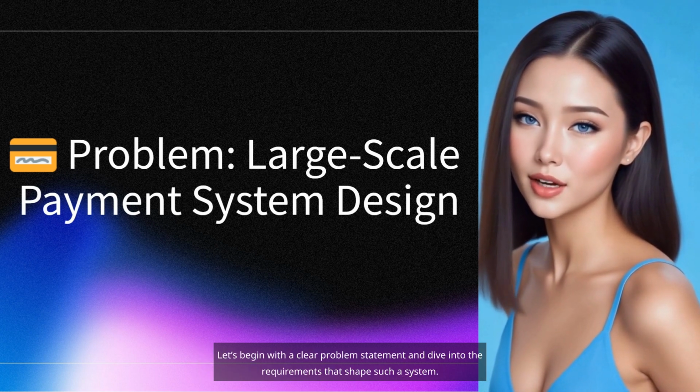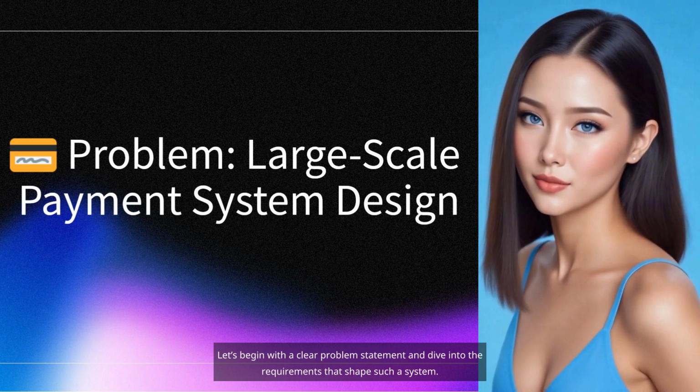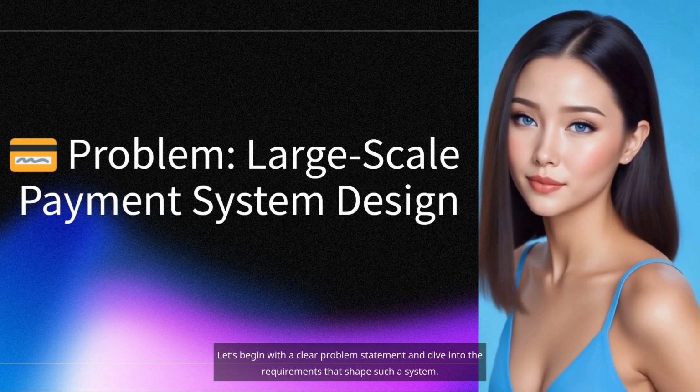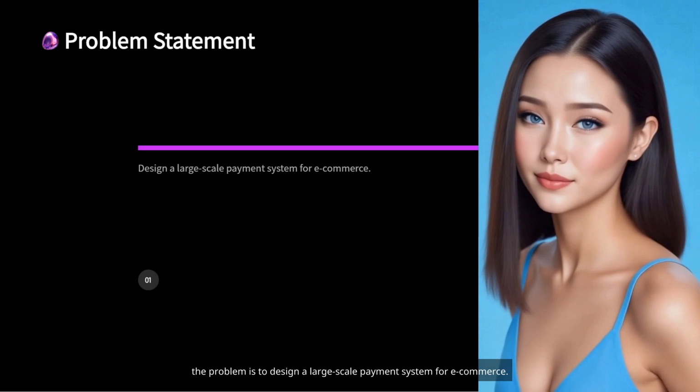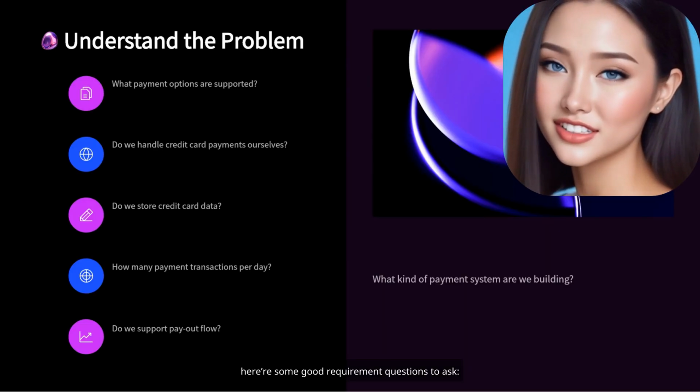Let's begin with a clear problem statement and dive into the requirements that shape such a system. The problem is to design a large-scale payment system for e-commerce. Here are some good requirement questions to ask.